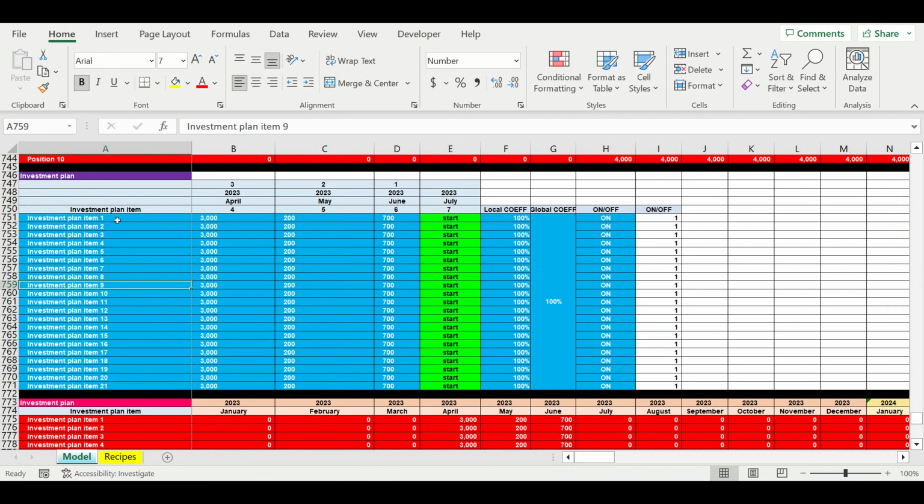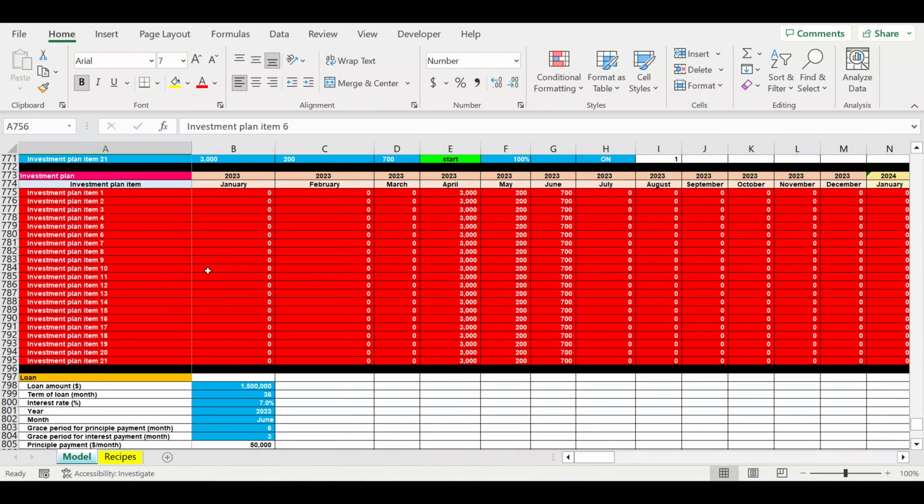Now we are moving to investment plans. So here we specify what we are investing in. This is the timeline of the investment plan, and here we specify how much we are investing and when. So this is how much, and here we specify when. These are global and local coefficients for the investment plan. We can switch on and off different investment plan items from calculations.